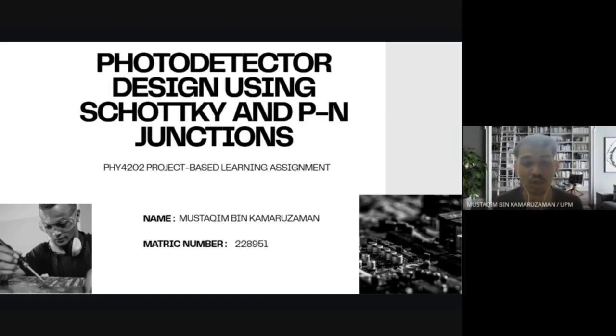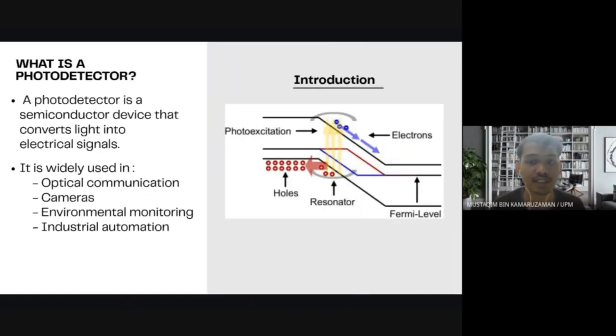Today I will present to all of you about the photodetector design using Schottky and PN junction. Here is the introduction about what a photodetector is. A photodetector is a semiconductor device that converts light into electrical signals. It is widely used in optical communication, cameras, environmental monitoring, and also industrial automation.